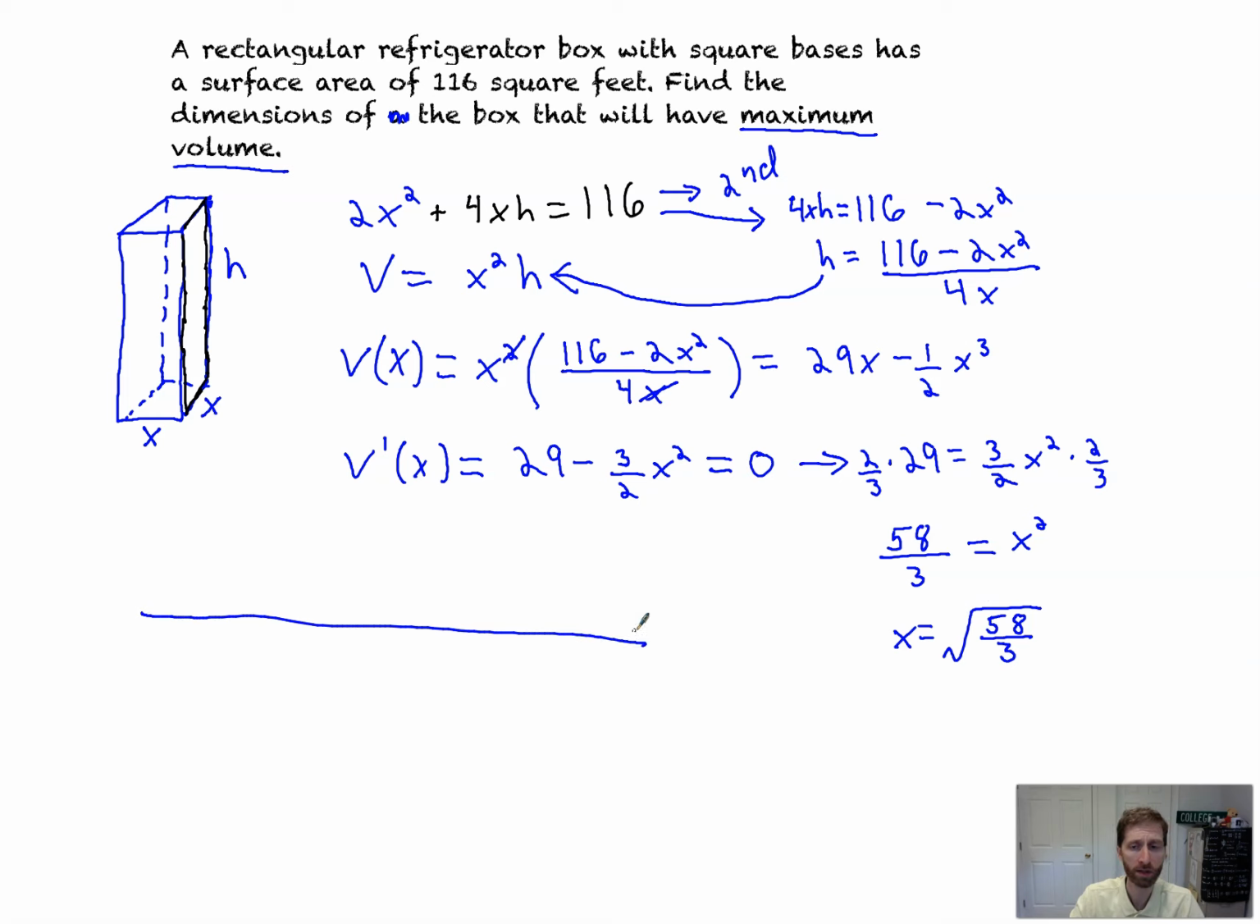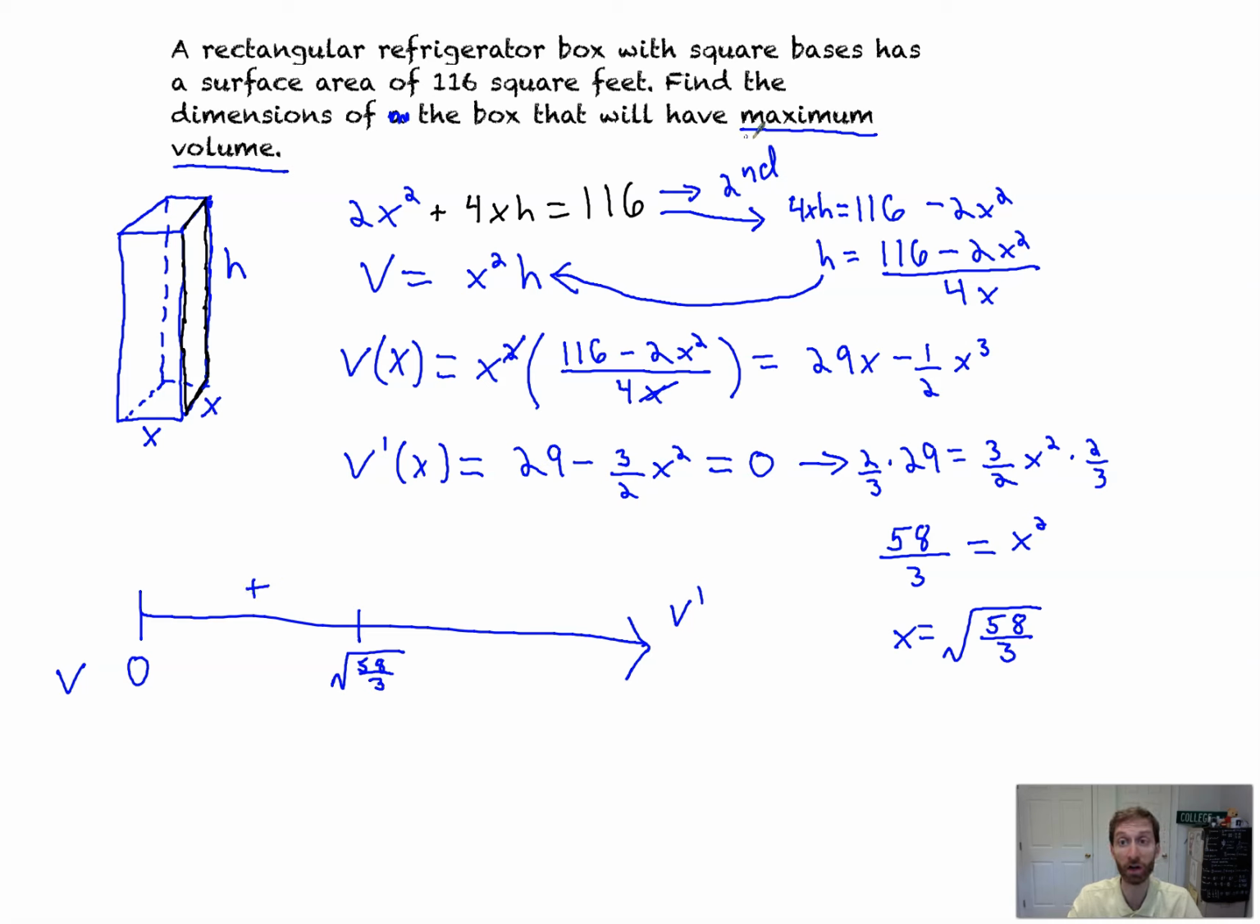All right, let's look at our sign chart. We started at 0 because, again, x cannot be anything less than 0 here. They're dimensions of a box. Okay, so I've got root 58/3. Now, whatever that is, I know it's more than 1. So when I'm looking at the volume and how it behaves in v prime, I know I'm going to be plugging in a number that is less than this. So again, 1. If I plug 1 into the derivative, I get 29 minus 3/2, which is positive.